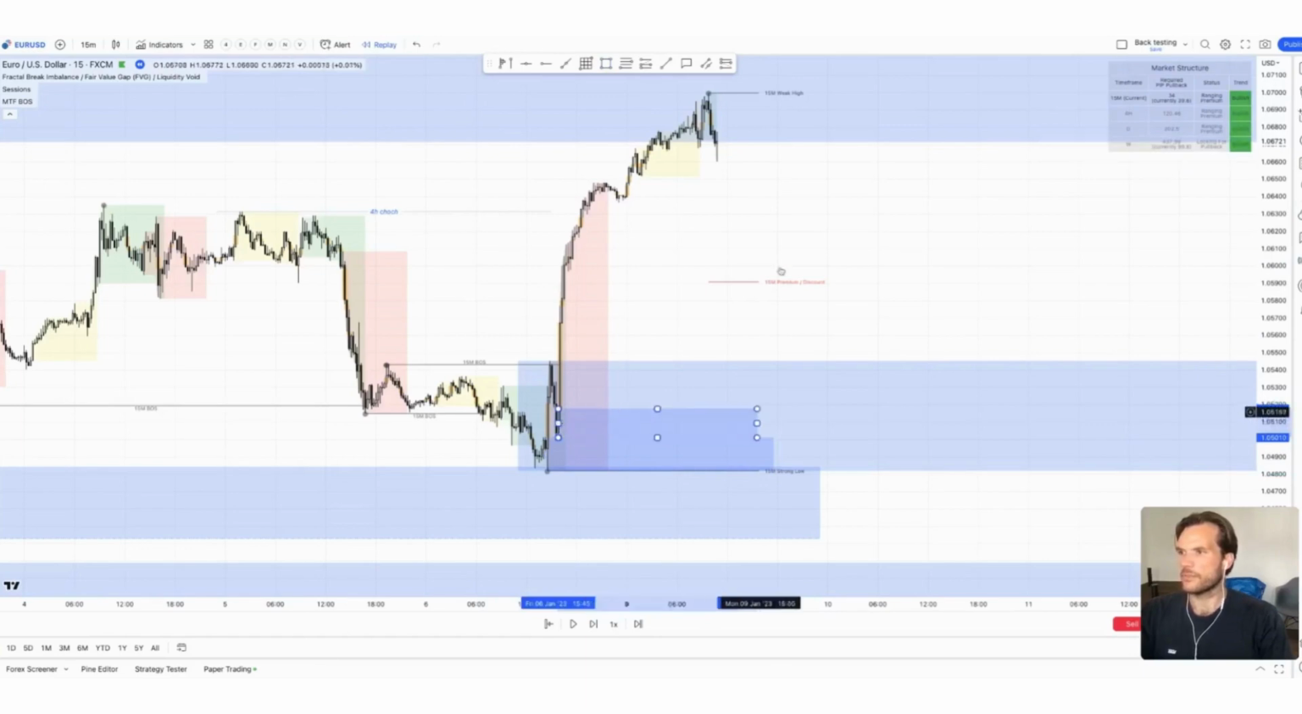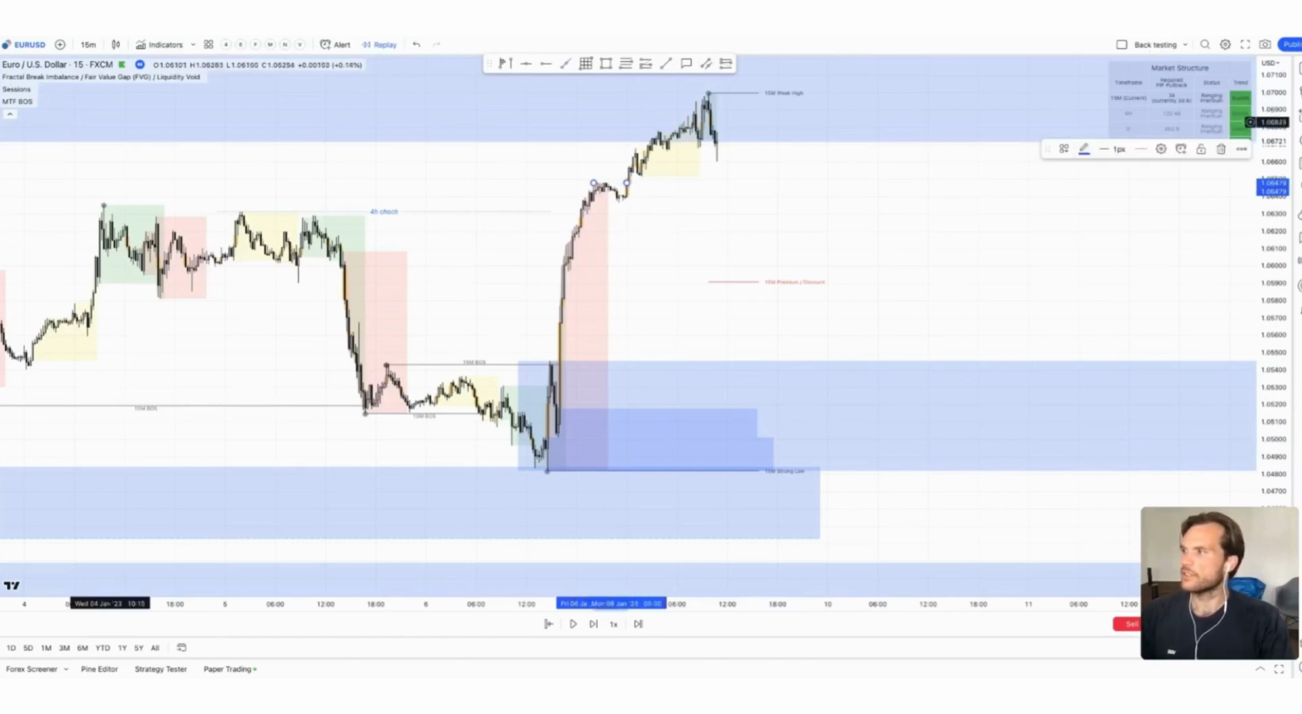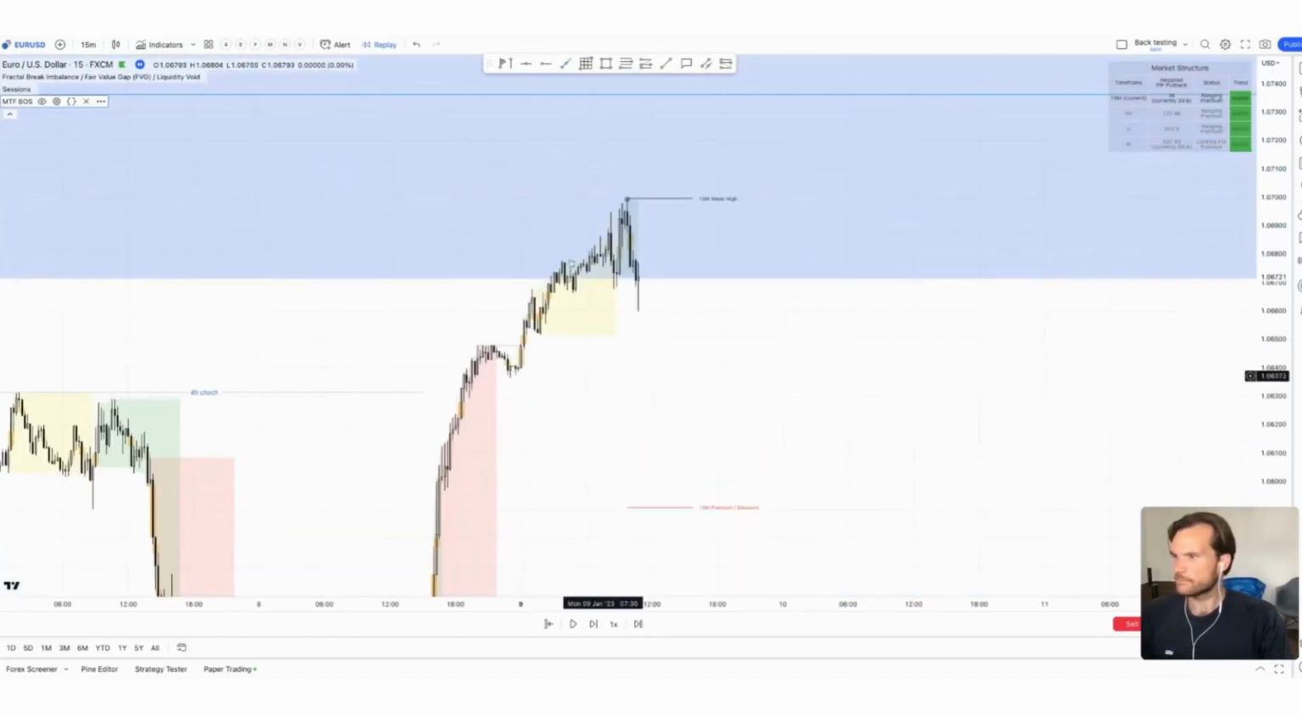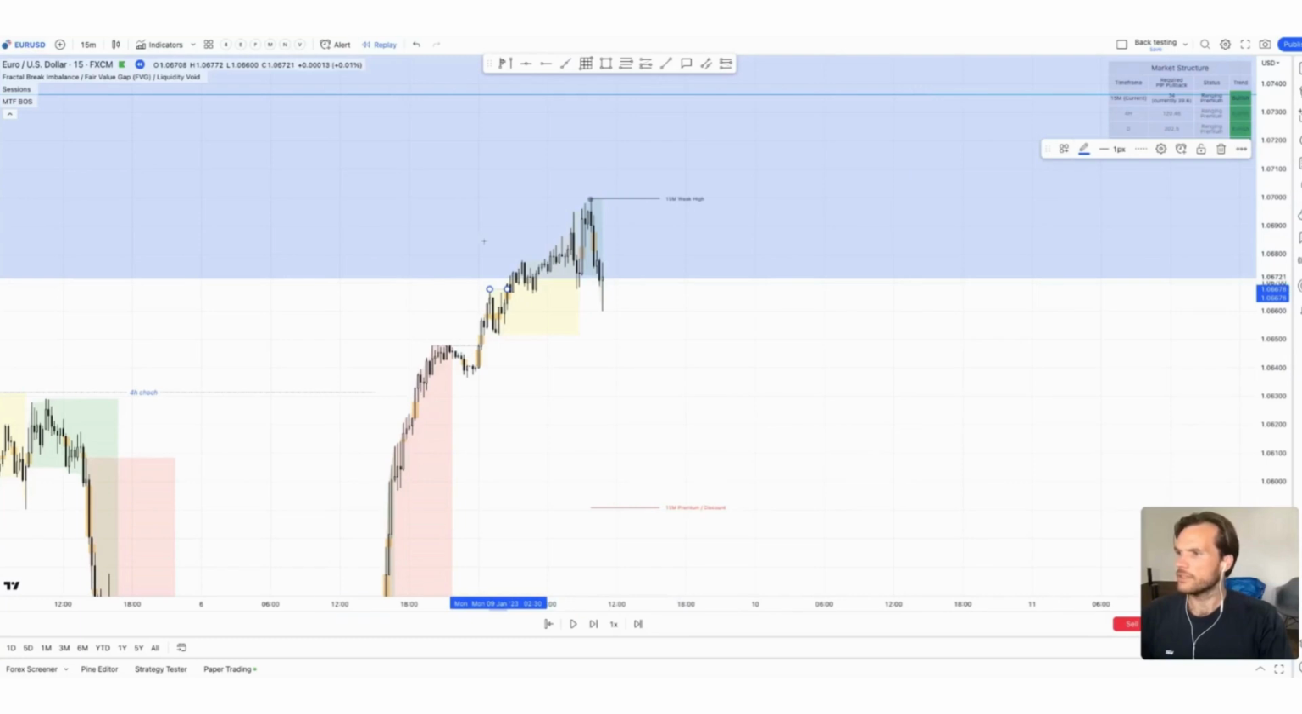When I mean internals, we've got the high and the low. Also got small breaks of structure in here, small breaks of structure in here, which you've got to be aware of. But it just depends on what you're trying to achieve with your trading.